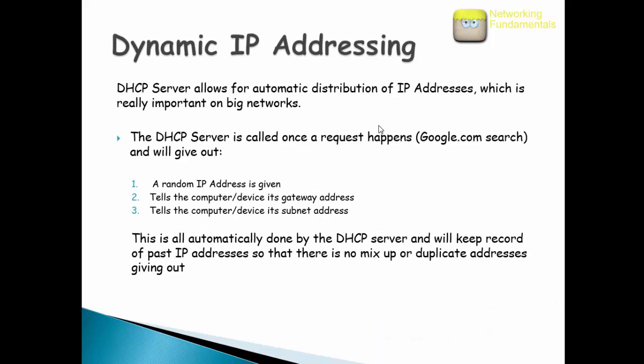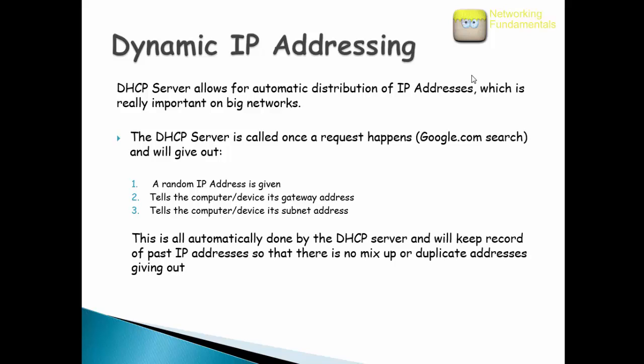So that's your static IP address. Now your dynamic IP address. This is where the DHCP server comes into play. It allows for automatic distribution of IP addresses, which is really important on big networks. The DHCP server is called once a request happens, for example a google.com search, and it will give out a random IP address, but it will also tell the device its gateway address and its subnet address. Both the gateway and the subnet are predefined by the network administrator, so the only thing that's changing all the time is the actual IP address.